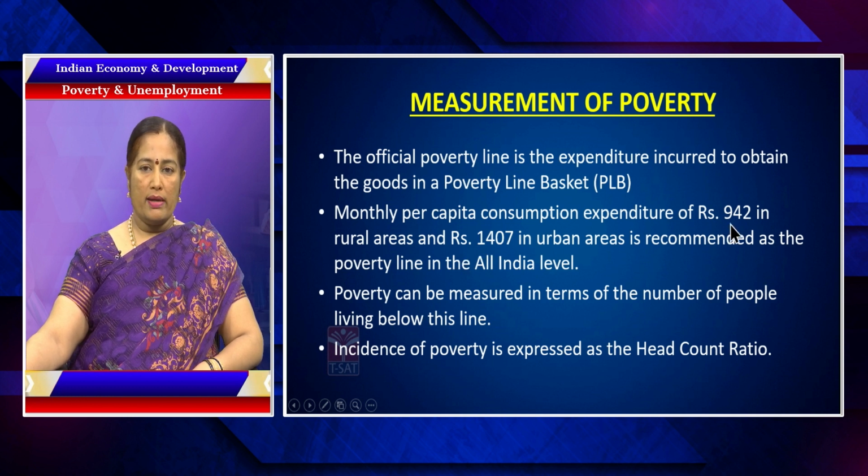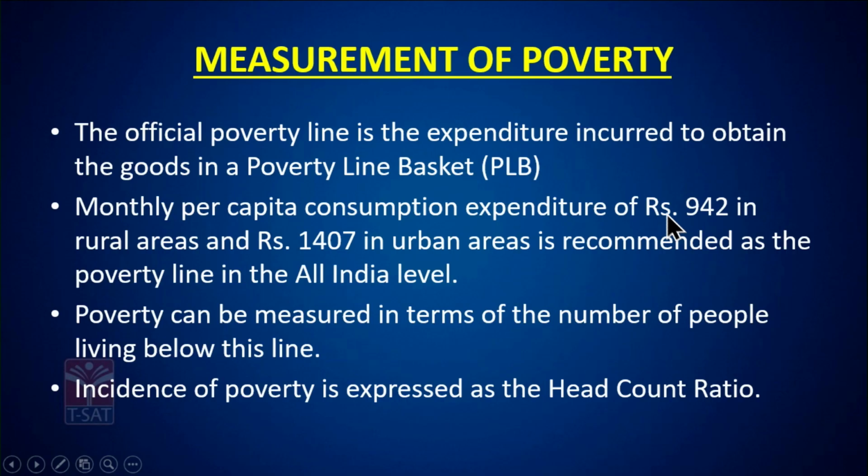The same case in rural areas, if a person is not able to spend 942 rupees per capita as monthly consumption expenditure, then that person is said to be suffering from poverty or is considered as living below the poverty line. So, rupees 942 monthly per capita consumption expenditure in rural areas and rupees 1407 monthly per capita consumption expenditure in urban areas.